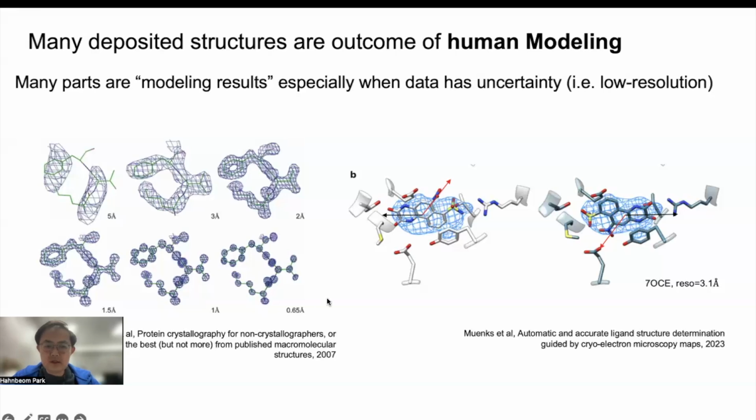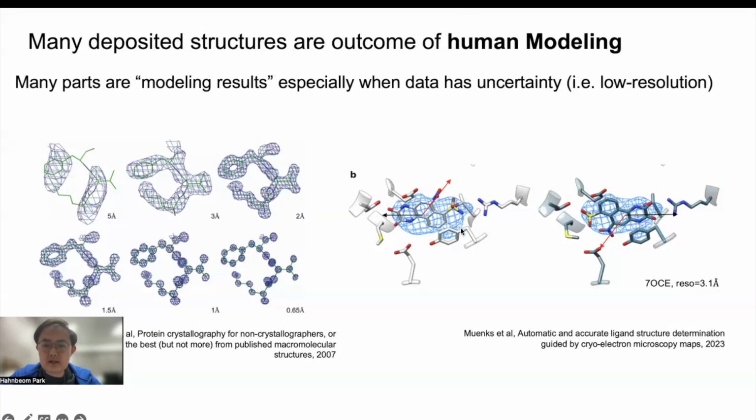And with this local resolution and dynamics, in practice, many deposited protein structures have modeled regions where there is low density, or the overall structure is at a worse resolution. Here's an example.